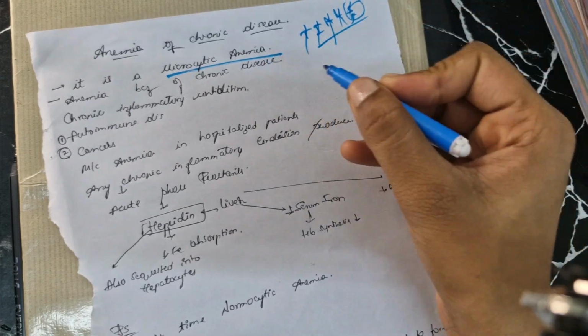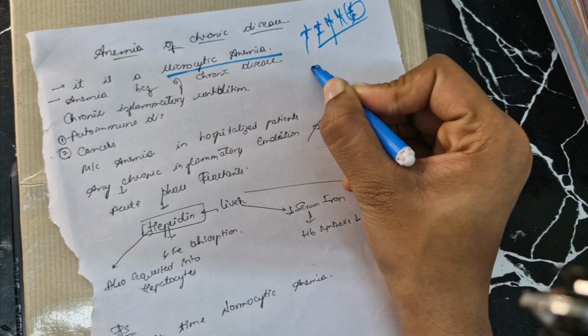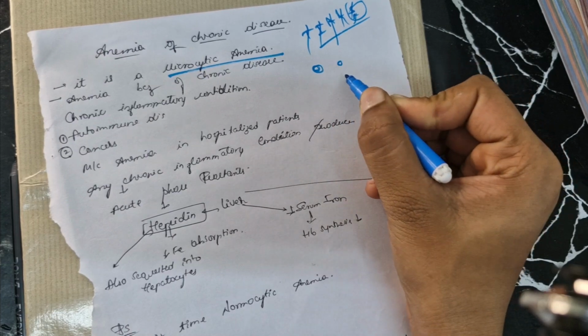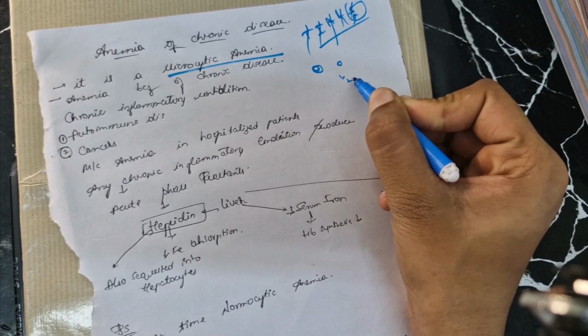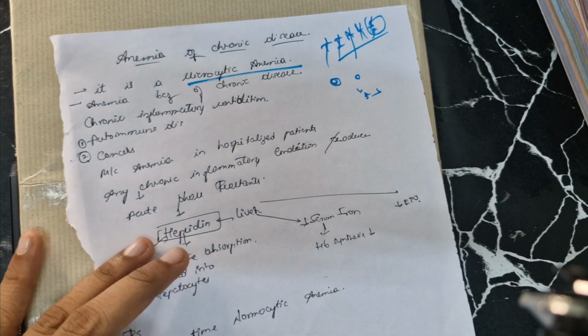Microcytic means the size of the cells will be less than the nucleus of a small lymphocyte. If this is the nucleus of a small lymphocyte, the cell will be smaller than that. And hypochromic: usually RBCs have a central one-third pallor. If there is more than one-third pallor, this is called hypochromic anemia.